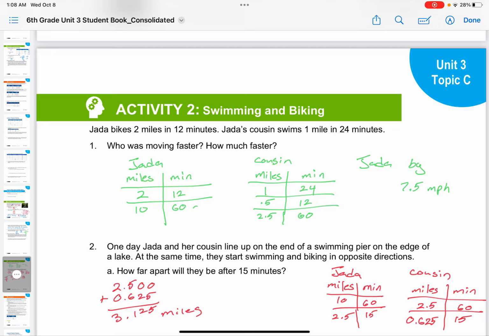Well, we want to get it so that they are in the same units. Okay, this was 2 miles in 12 minutes, and this was 1 mile in 24 minutes. Well, we want to get it so that they're in the same amount of minutes. So, times 5 gets 60 minutes, so times 5, and so that's 10 miles an hour.